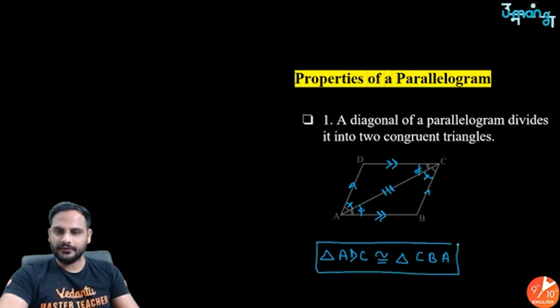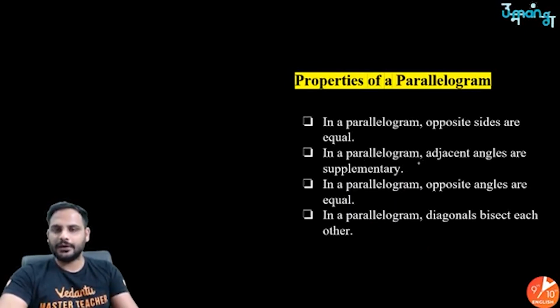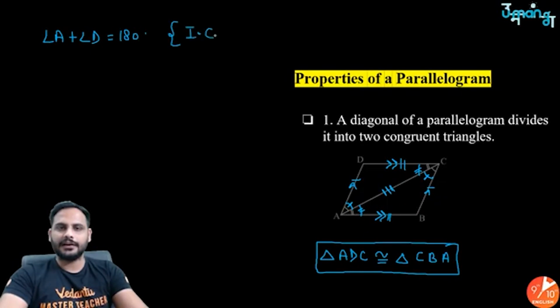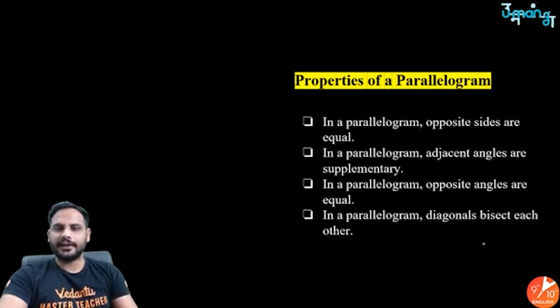So from here we get many other properties of the parallelogram. First, opposite sides are equal. By CPCT I can say this side and this side are equal to each other, and this side and this side are equal to each other. In a parallelogram, adjacent angles are supplementary, that means angle A plus angle D will be equal to 180 degrees, angle A plus angle B will be 180 degrees, angle B plus angle C will be 180 degrees, angle C plus angle D will be 180 degrees. The reason is interior consecutive angles.